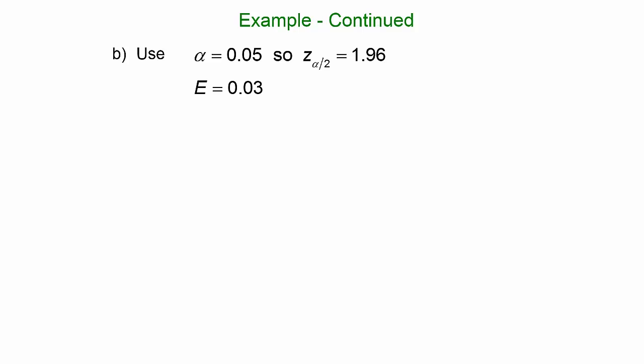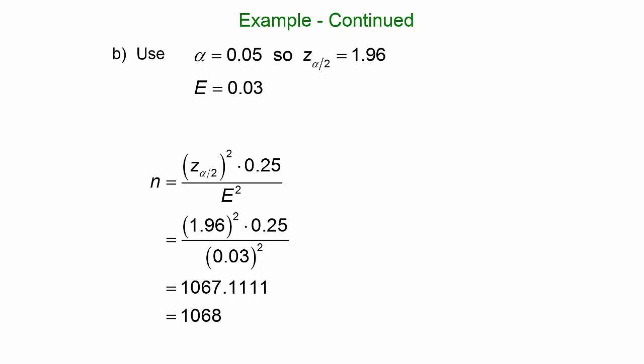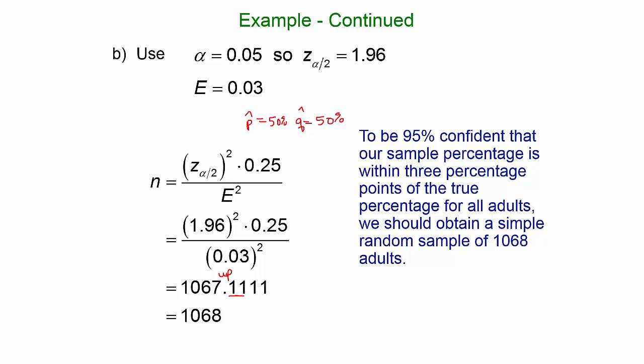So in Part B, we're told to use the same information except assume that we don't have a prior study to estimate p-hat. So in this case, we use 0.25 for the product of p-hat and q-hat because we're just assuming that they're both 50%. So 1.96 squared times 0.25 divided by 0.03 squared is 1067.111. So again, doesn't matter what the decimal is, you don't use normal rounding rules. You always round up. So we need to survey at least 1,068 adults.